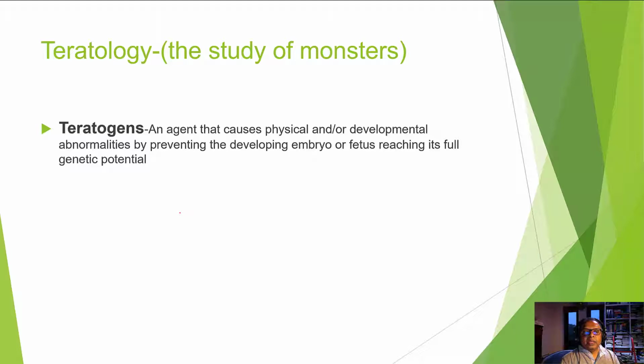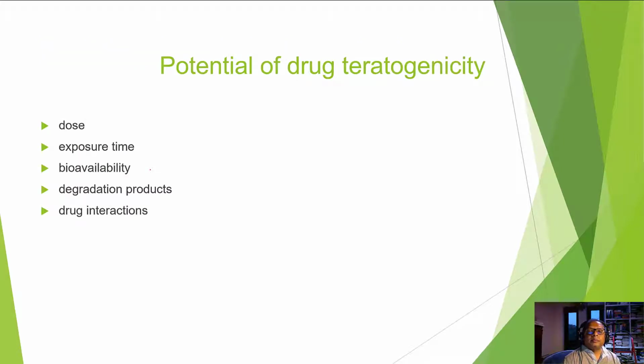Then we come to a related term called teratology, which is the study of monsters, and these abnormalities occur due to teratogenic agents. A teratogen is an agent that causes physical or developmental abnormalities by preventing the developing embryo or fetus from reaching its full genetic potential. A drug can have its teratogenic effect or risk of causing abnormalities due to the dose which we use, due to the exposure time when the fetus is exposed.